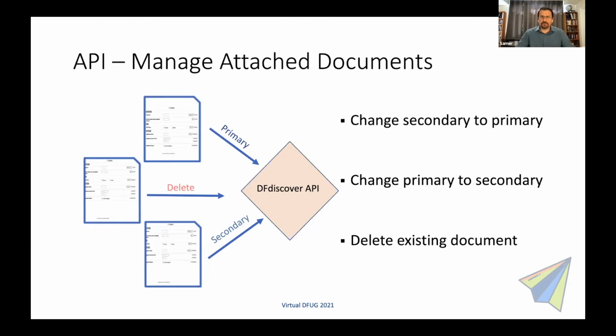It was already possible in the DFdiscover API to fetch or upload documents and attach them to a subject record. Now we have functionality to be able to change a document from secondary to primary, or even if you want to delete it, it is now available in the new API.